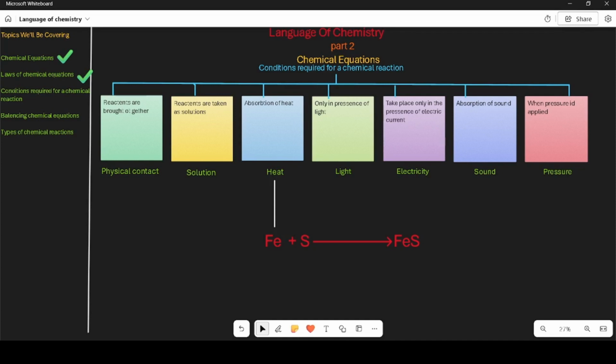On simply mixing iron filings with sulfur, there is no reaction taking place. But when they combine only on heating, iron sulfide is formed only when iron and sulfur are heated together.